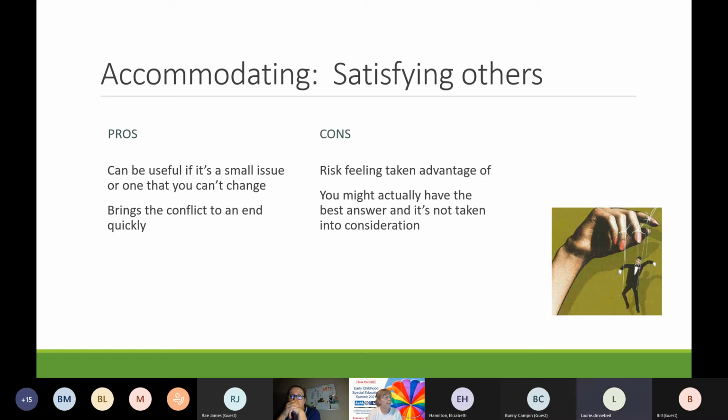On the flip side, always taking an accommodating approach to conflict resolution risks feeling taken advantage of. If you're always saying, well, we'll do it the way you want us to do it, that might start not feeling very good as a team player. And you might actually have the best answer and it's not taken into consideration. So when you're involved with an IEP team, thinking about how you can best support children, understanding this style of conflict resolution can be really helpful.